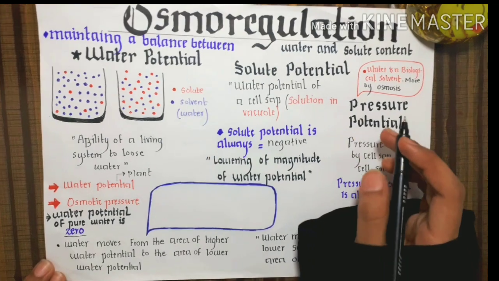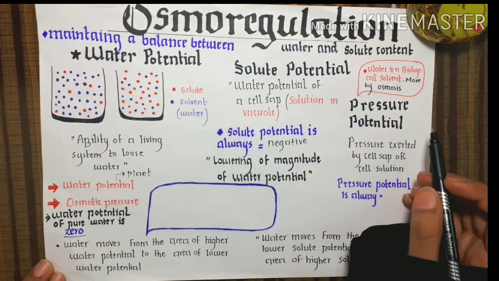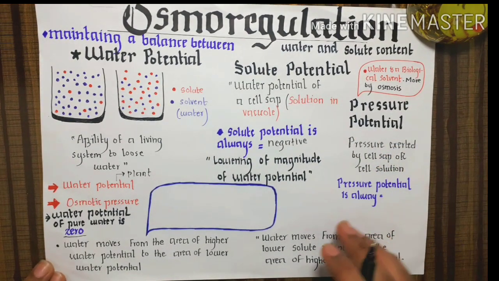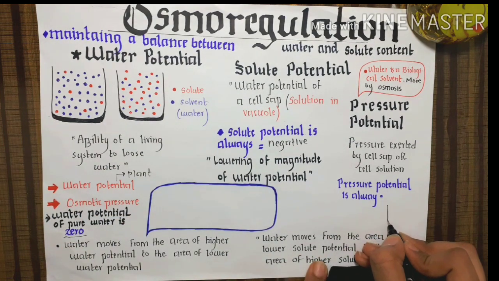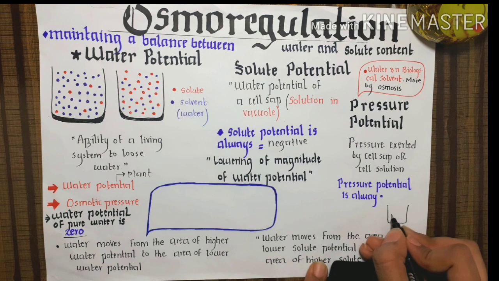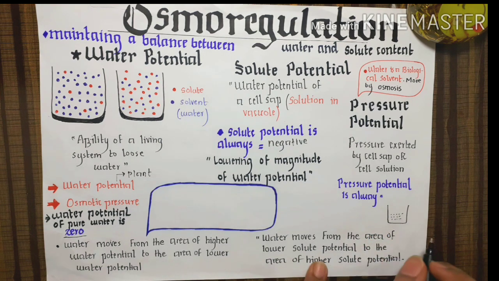Now let's come to the next topic, which is pressure potential. Suppose that this is a container of pure water. It only has water particles, so the water potential of this container, what must it be? It must be 0. We have learned here that the water potential of pure water is 0.